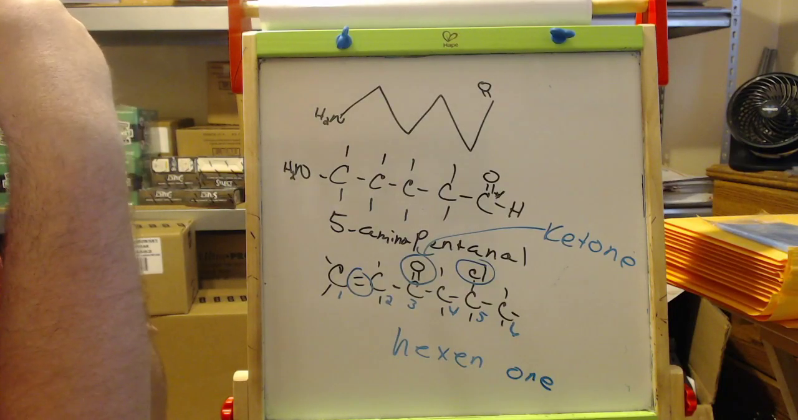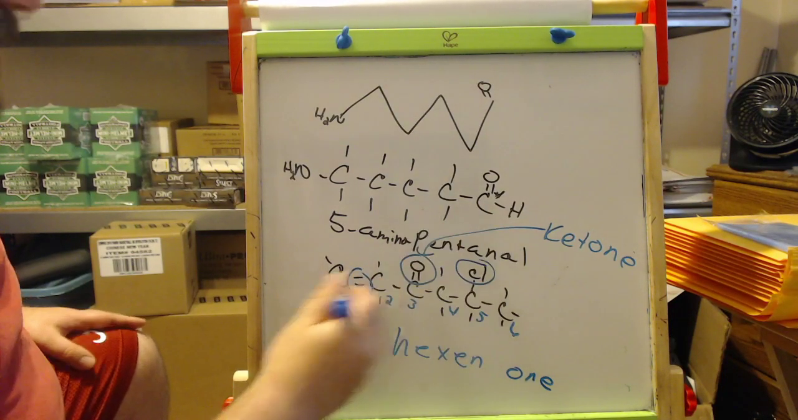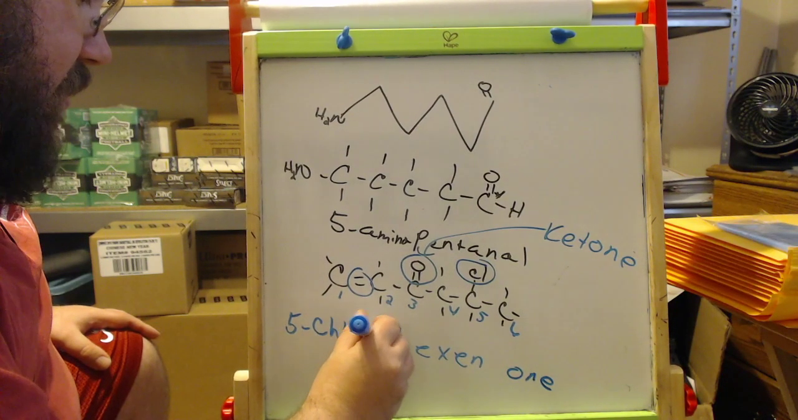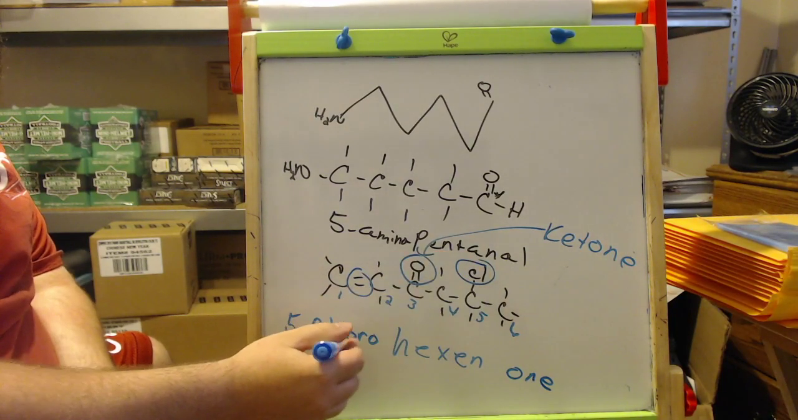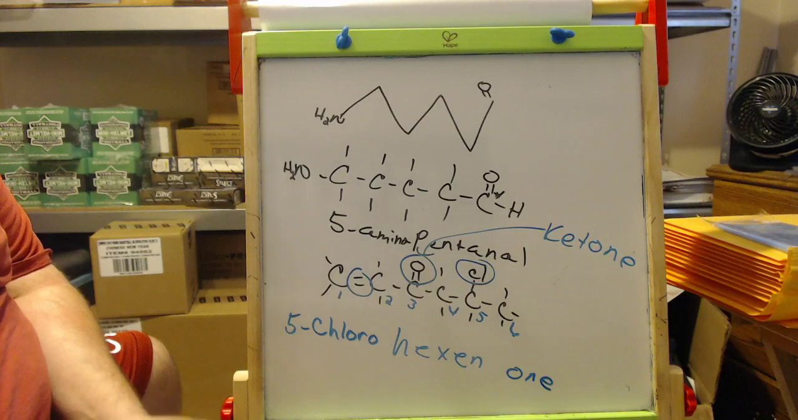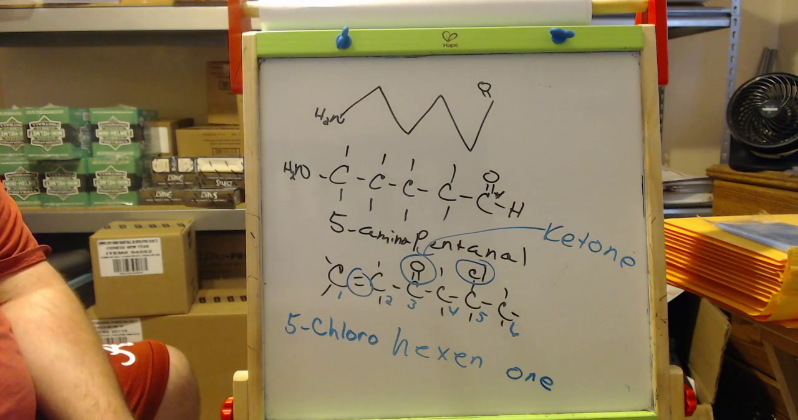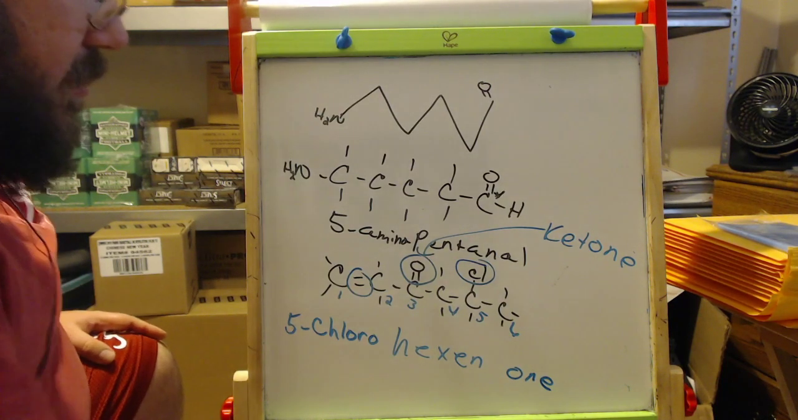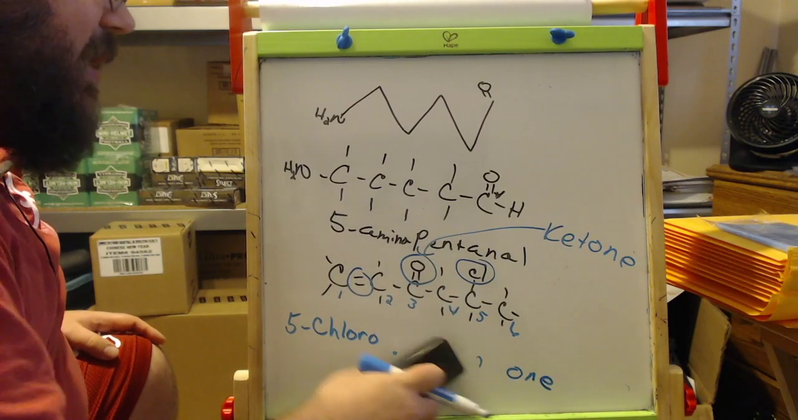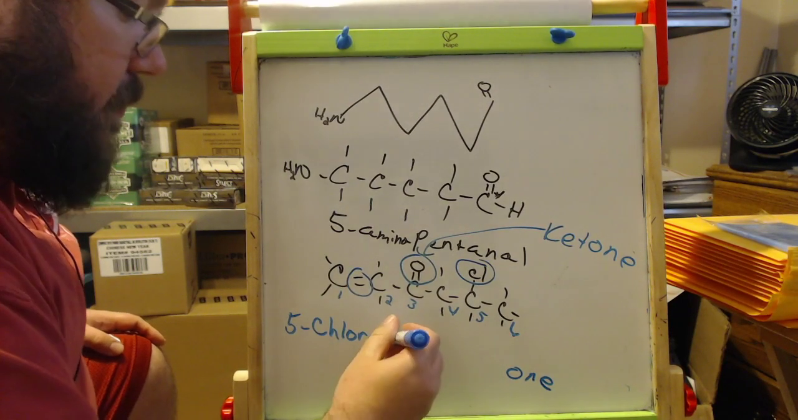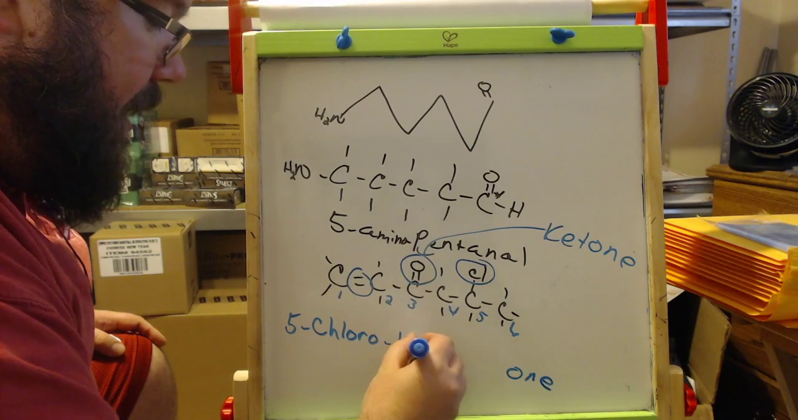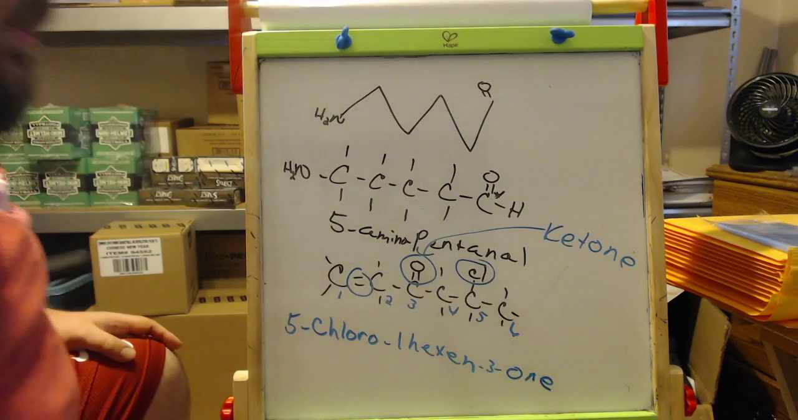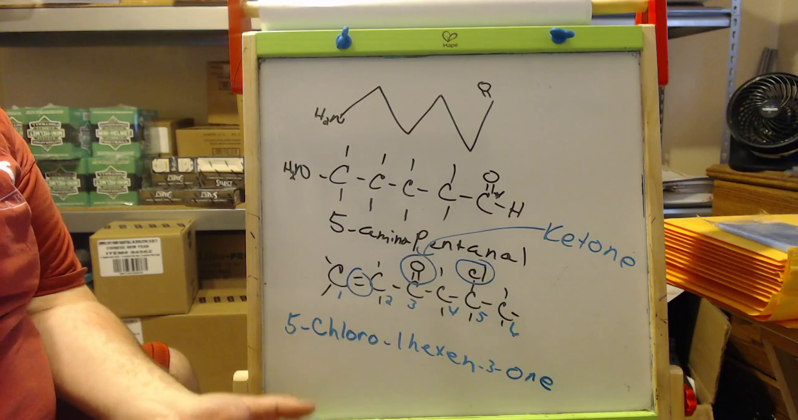So we're going to have some sort of hexanone, and I've got a halogen on number 5. The way we represent halogens, also known as alkyl halides, is you put an O at the end: chloro, bromo, iodo, fluoro. Now I have to say where our double bond is. So we're going to say it's 5-chloro-1-hexene, and my ketone is on my 3rd carbon. So 5-chloro-1-hexen-3-one.